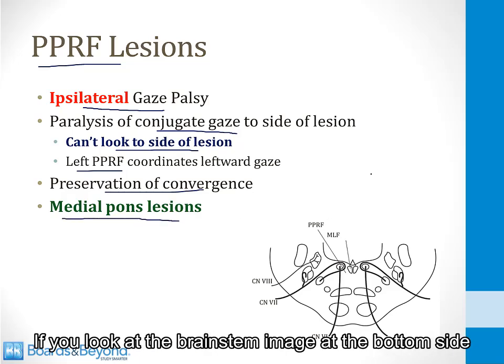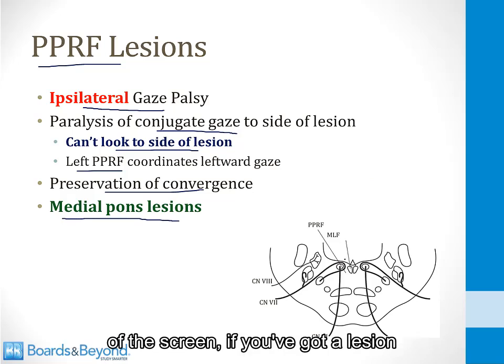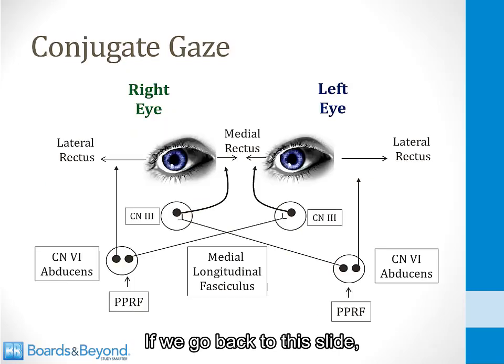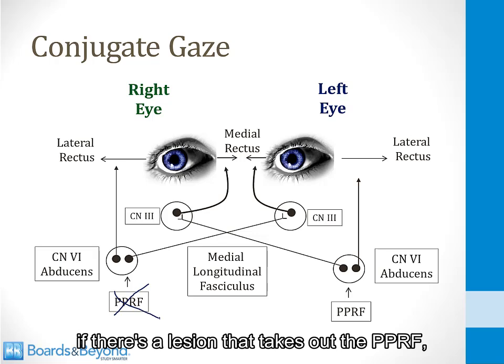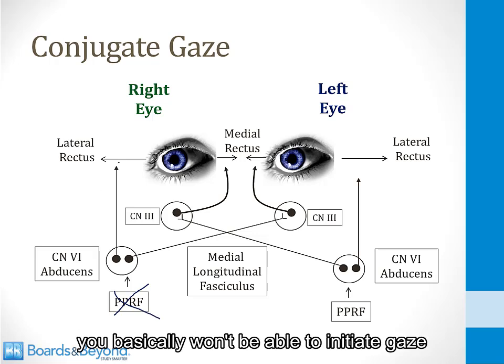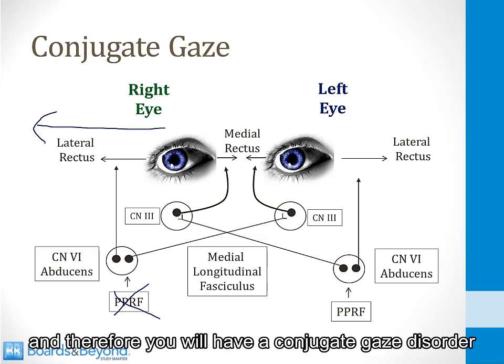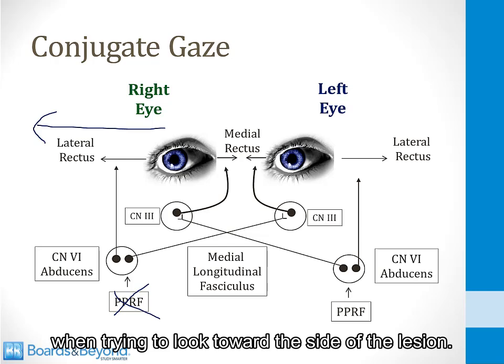If you look at the brainstem image at the bottom side of the screen, if you've got a lesion involving the medial pons, that can damage the PPRF. If we go back to this slide, if there's a lesion that takes out the PPRF, you basically won't be able to initiate gaze toward that side of the body, and therefore you will have a conjugate gaze disorder when trying to look toward the side of the lesion.